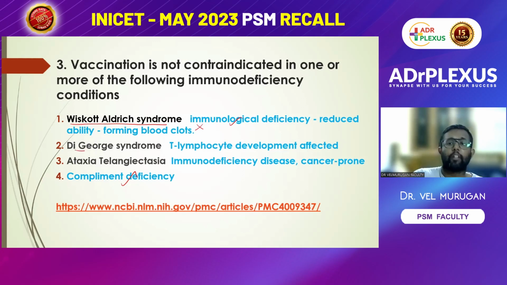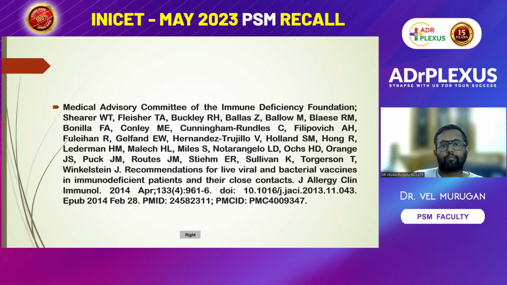Then for DiGeorge syndrome, T lymphocyte development is affected. There also they mentioned do not give live attenuated vaccines. Ataxia-telangiectasia is also an immunodeficiency condition where patients are more prone to cancer. They also said do not give live attenuated vaccines. But in complement deficiency, they said live vaccines can be given. So this was the article where I took this data. Generally, live attenuated vaccines are contraindicated in immunodeficiency or immunosuppressed conditions.